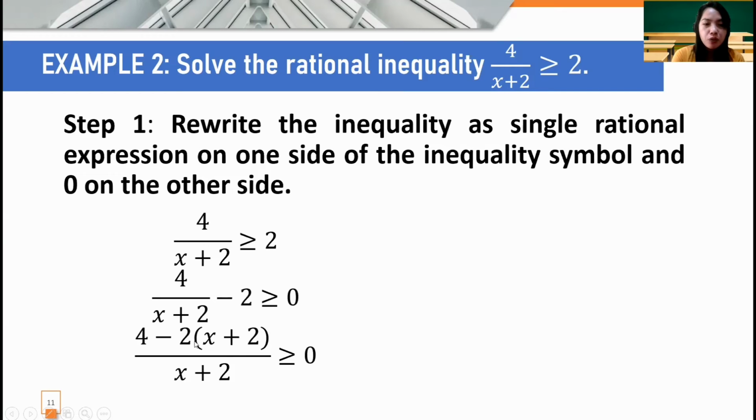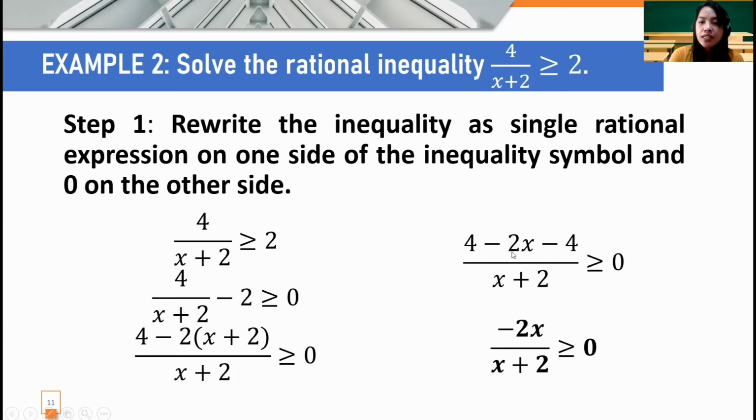We have to simplify the numerator. Now we have 4. Negative 2 times x is negative 2x. Negative 2 times positive 2 is negative 4. All over, just copy the denominator x plus 2 and then the symbol and then the right side of the inequality which is 0. We can now cancel 4 and negative 4 since 4 minus 4 is 0. So, ang matitira na lang is negative 2x all over x plus 2 greater than or equal to 0. So, eto na yung magiging bagong inequality muna.